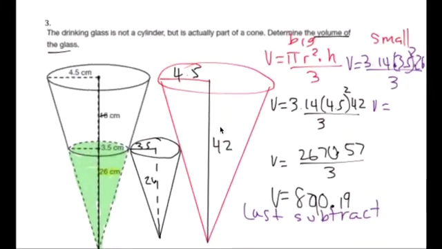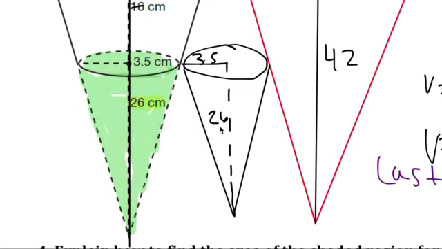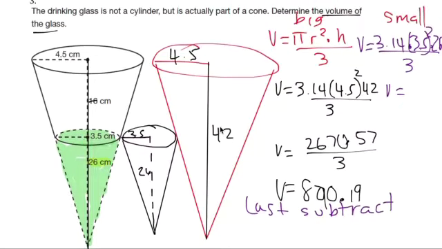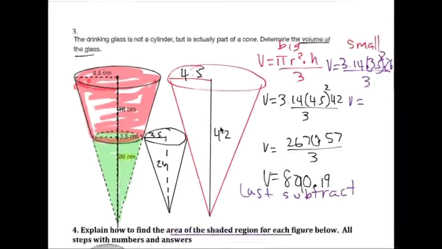Okay, here you get 2 cones. If you notice the small cone down here at the bottom and the big cone, find the volume of each of them. To find the volume of the drinking cup, okay, I'll do it in red. This drinking cup right here, you have to subtract the big cone minus the small cone.